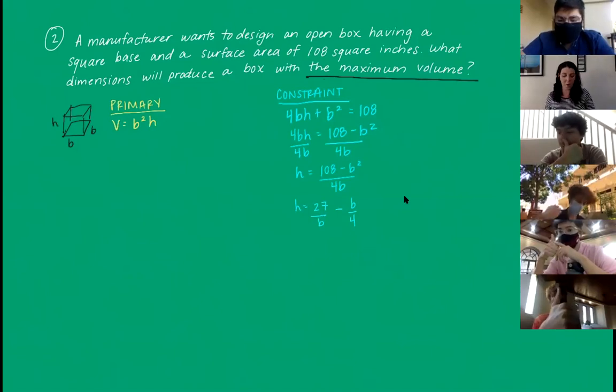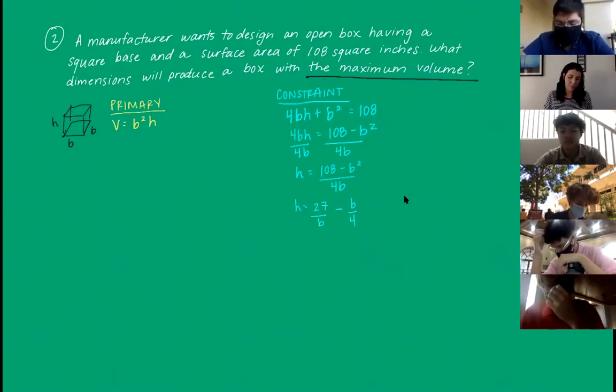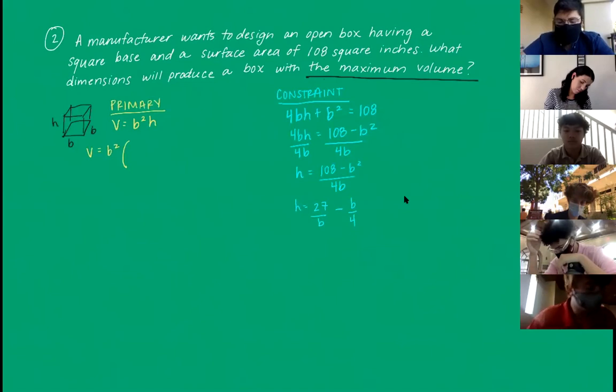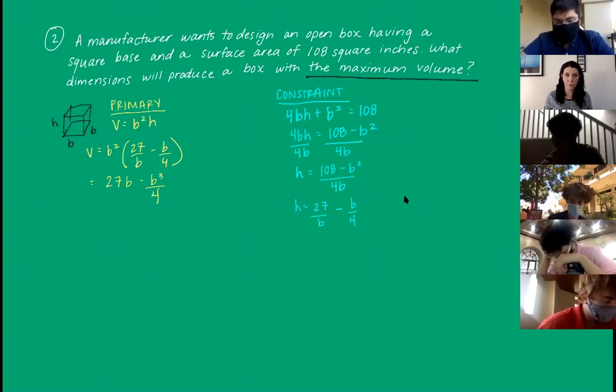Let's go to Mateo. Mateo, what did you do from here? So I plugged H into the primary equation, which gave me V equals B squared times (27 over B minus B over 4). Okay, what'd you do from here? If you simplify that, you get V equals (27B minus B cubed) over 4. Okay, from here, what'd you do? And then from there, you can use the power rule to get V prime equals 27 minus 3/4 B squared.